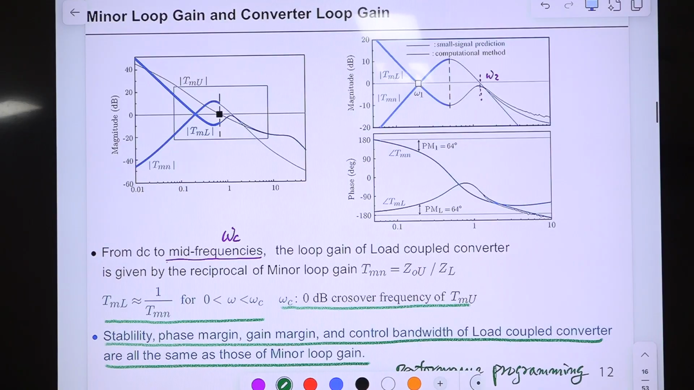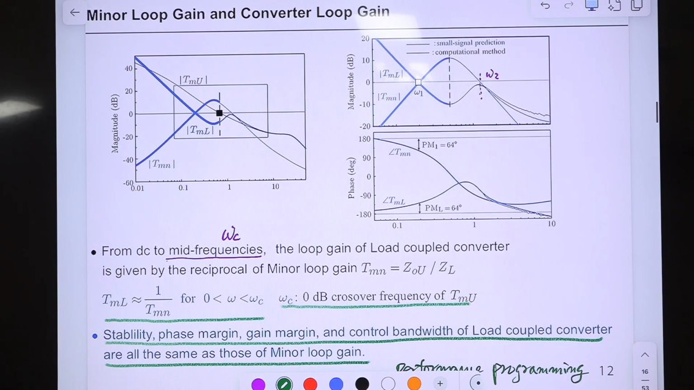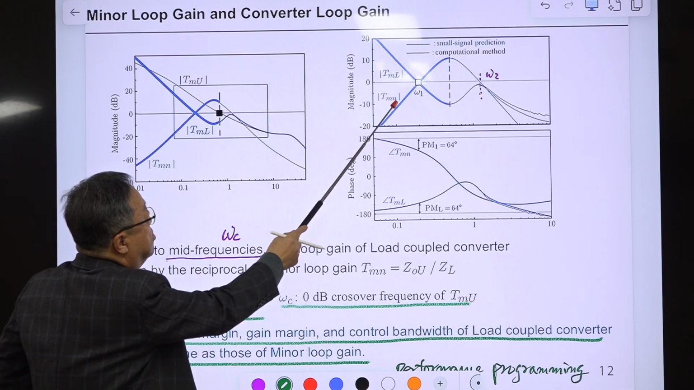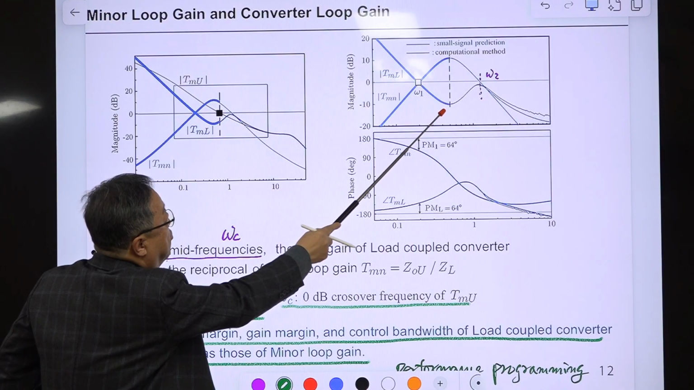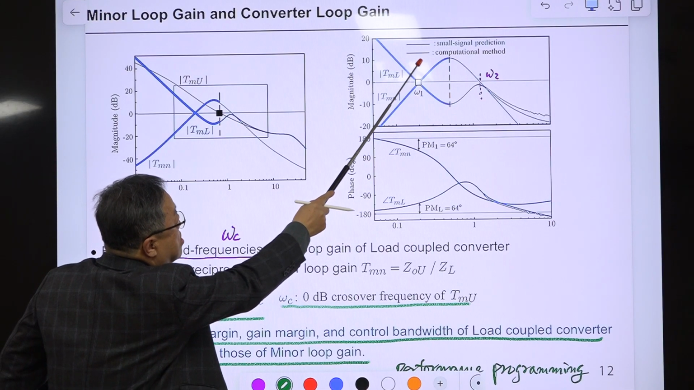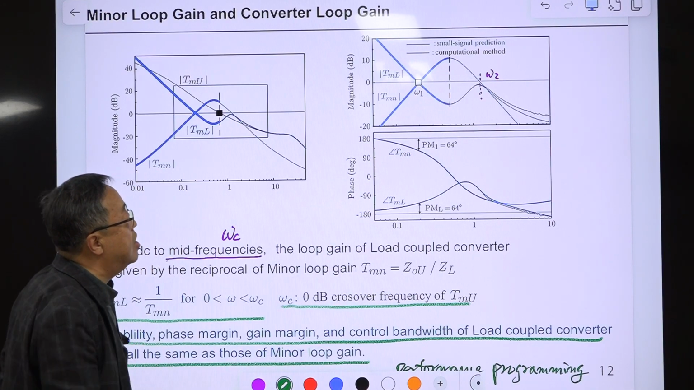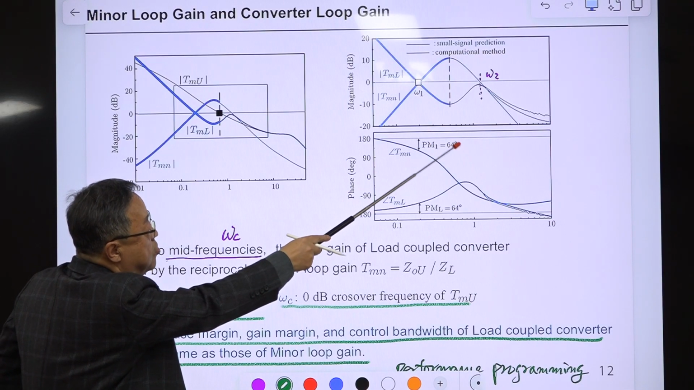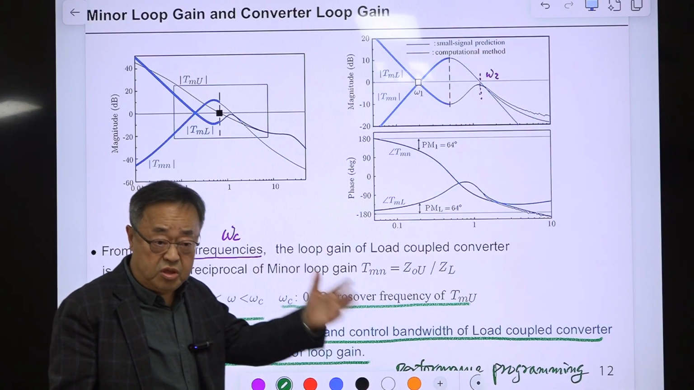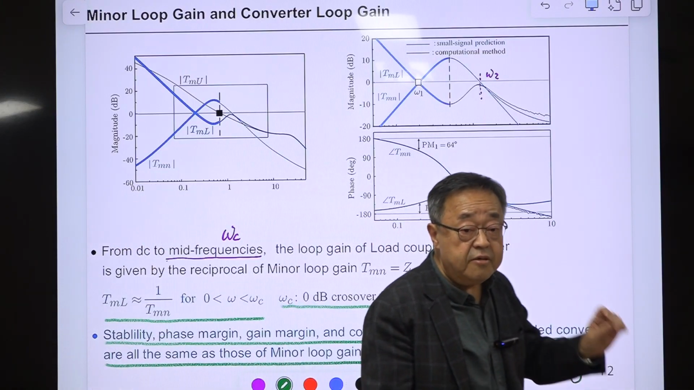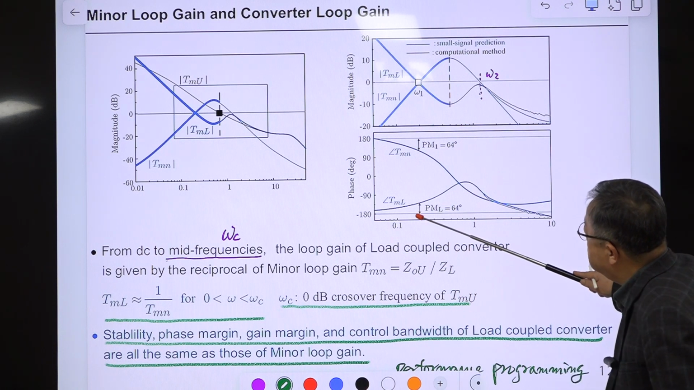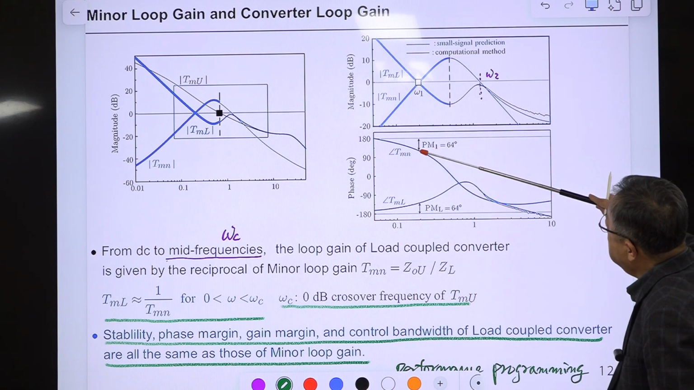Okay, so I zoomed out this part. This is the enlarged part of this, so TML and TMN. One is small signal prediction, and this one is the computational method. Probably I used the time domain simulation method, and somewhere else I used the experimental data. But they are the same. Basically they are the same.